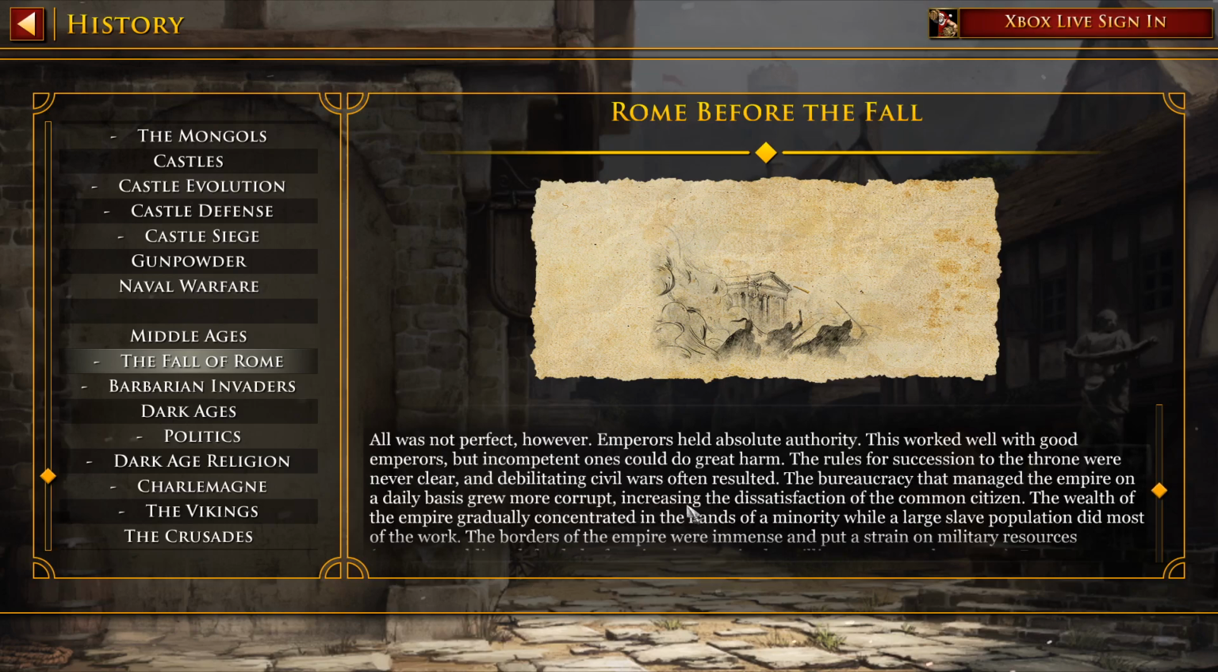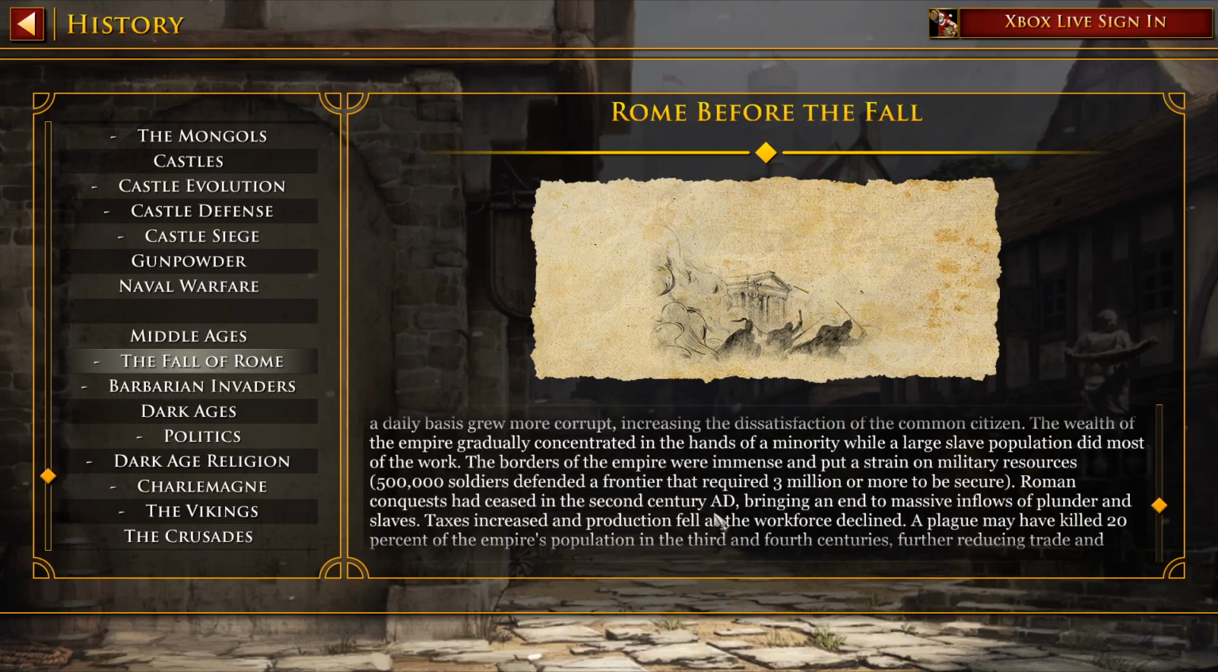All was not perfect, however. Emperors held absolute authority. This worked well with good emperors, but incompetent ones could do great harm. The rules for succession to the throne were never clear, and debilitating civil wars often resulted. The bureaucracy that managed the empire on a daily basis grew more corrupt, increasing the dissatisfaction of the common citizen.